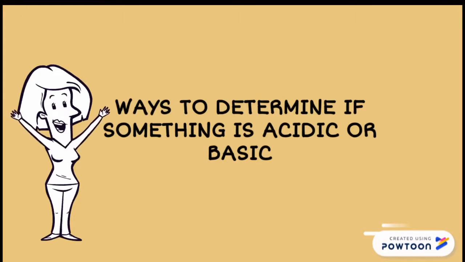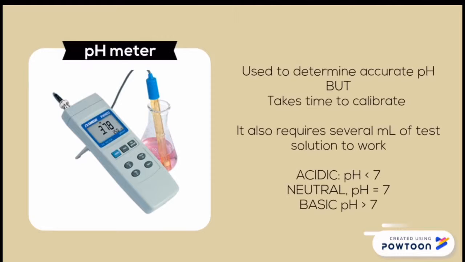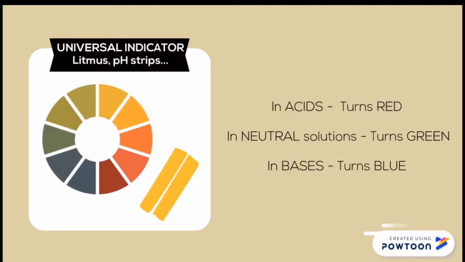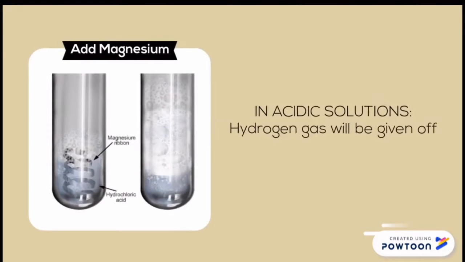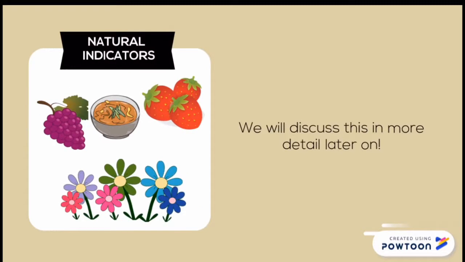Here are some ways to determine if something is acidic or basic. The pH meter is used to determine accurate pH but takes time to calibrate. It also requires several milliliters of test solution to work. There are also universal indicators such as litmus or pH strips. These turn red in acids, green in neutral solutions, and blue in bases. Lastly, when magnesium is added into acidic solutions, hydrogen gas will be given off. There are also natural indicators, which we'll discuss later on.